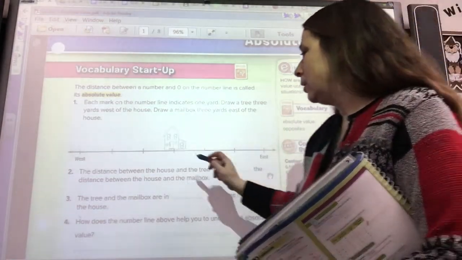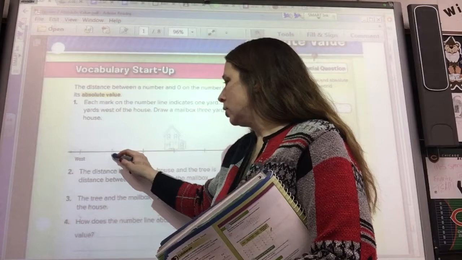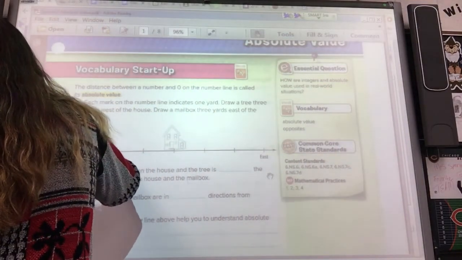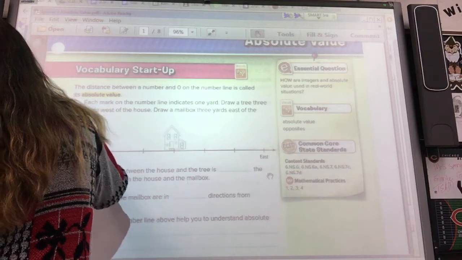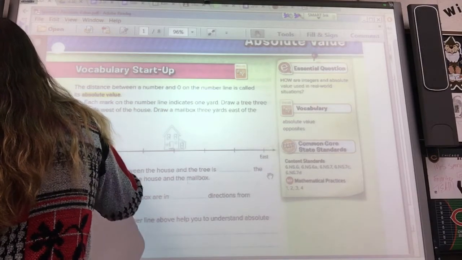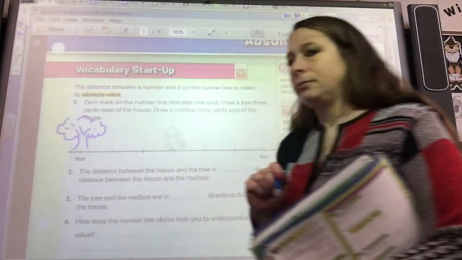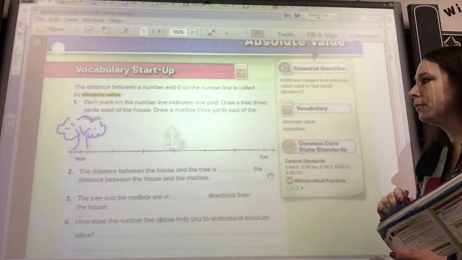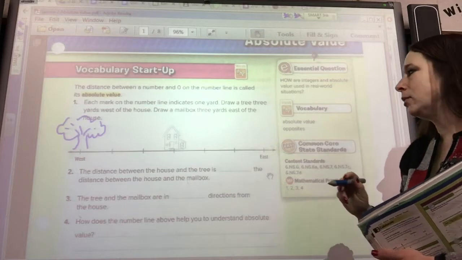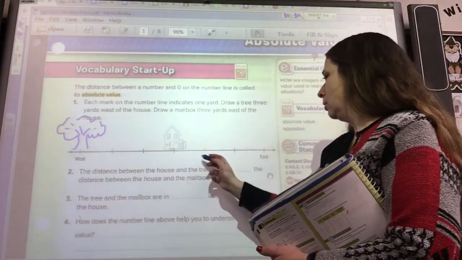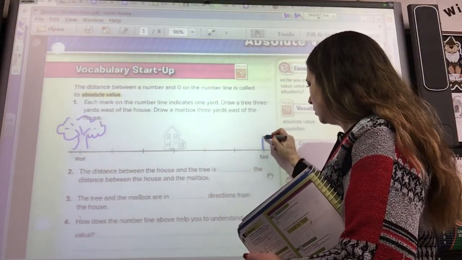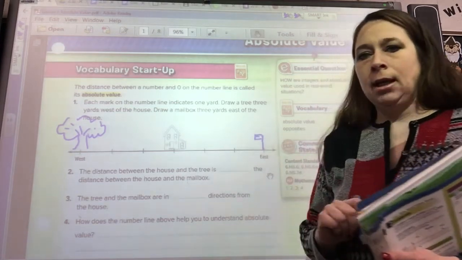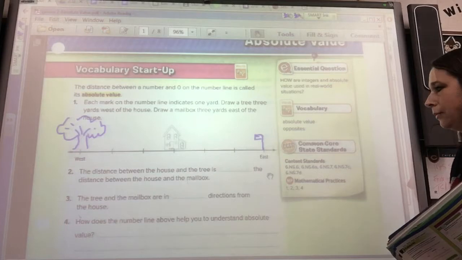Here's the house. We gotta go west. 1, 2, 3. Here we gotta draw yourself a beautiful little tree. All right, there you go. So draw yourself a tree 3 yards west of the house. Then it says draw yourself a mailbox 3 yards east of the house. 1, 2, 3. Little flag. There we go. And we have ourselves a mailbox.